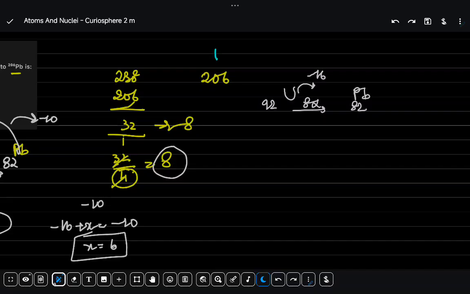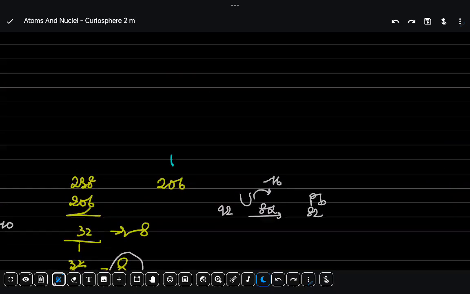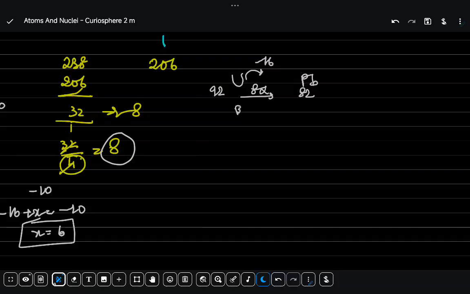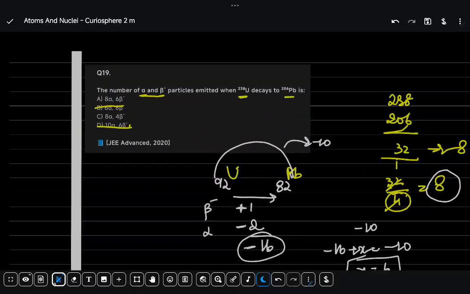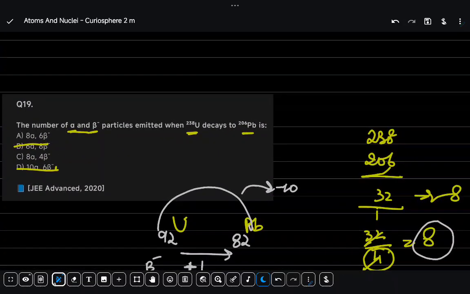So we need to add 6 more to the atomic number. For that we use beta minus particles. Each beta minus particle will increase the atomic number by 1, so to increase it by 6, we need 6 beta minus particles. I hope you understand this small trick. You see the combined effect of alpha and beta minus.